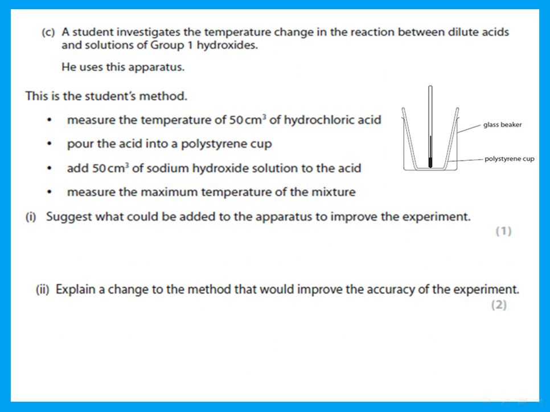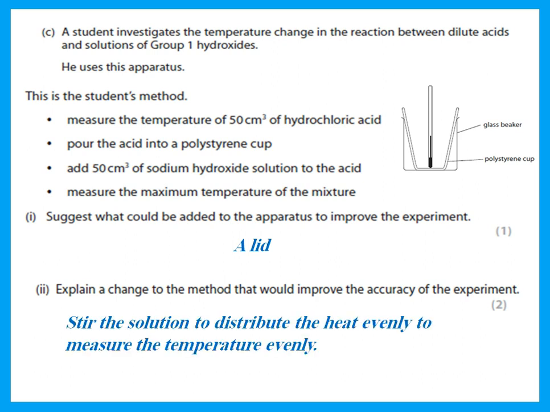Add 50 centimeter cubed of sodium hydroxide solution. Measure the maximum temperature. Now, suggest what could be added to the apparatus to improve the experiment. Actually, this apparatus is missing something. When you use a polystyrene cup, you should cover it with a lid. Otherwise, there will be loss of heat to the surroundings. Explain a change to the method that would improve the accuracy. Okay, when he says explain a change to the method, you should stir the solution to distribute the heat evenly so that when you measure the temperature, it is the correct temperature.